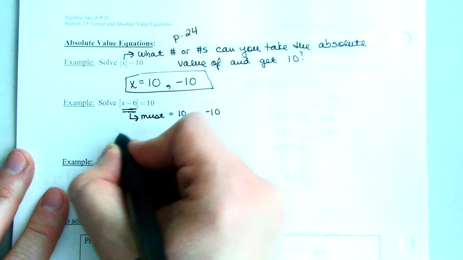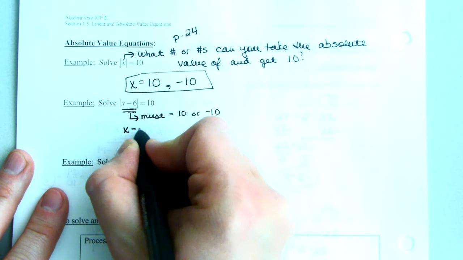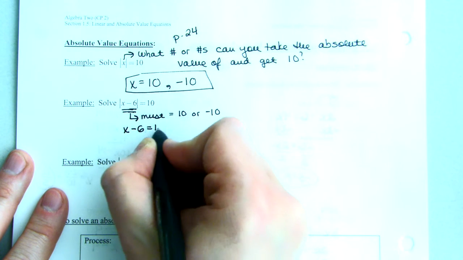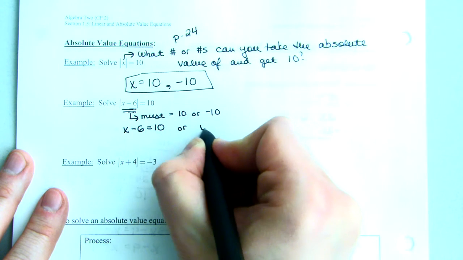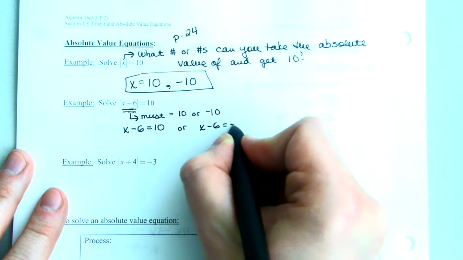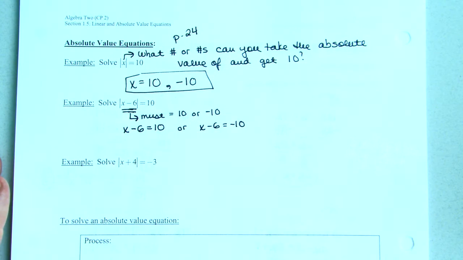Because of this, I'm going to write out two really simple little equations without absolute value bars. Either the stuff that was inside the bars equals 10, or the stuff that was inside the bars equals negative 10. Take a moment, go solve these equations. Yes, please show all the algebra, and tell me what the two answers are.